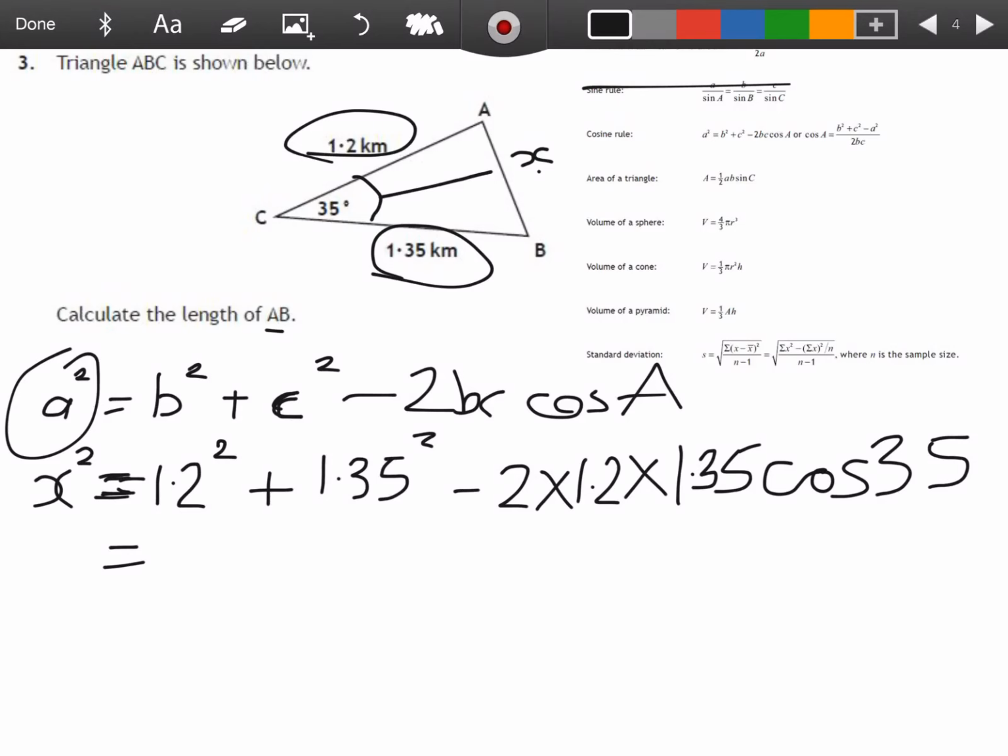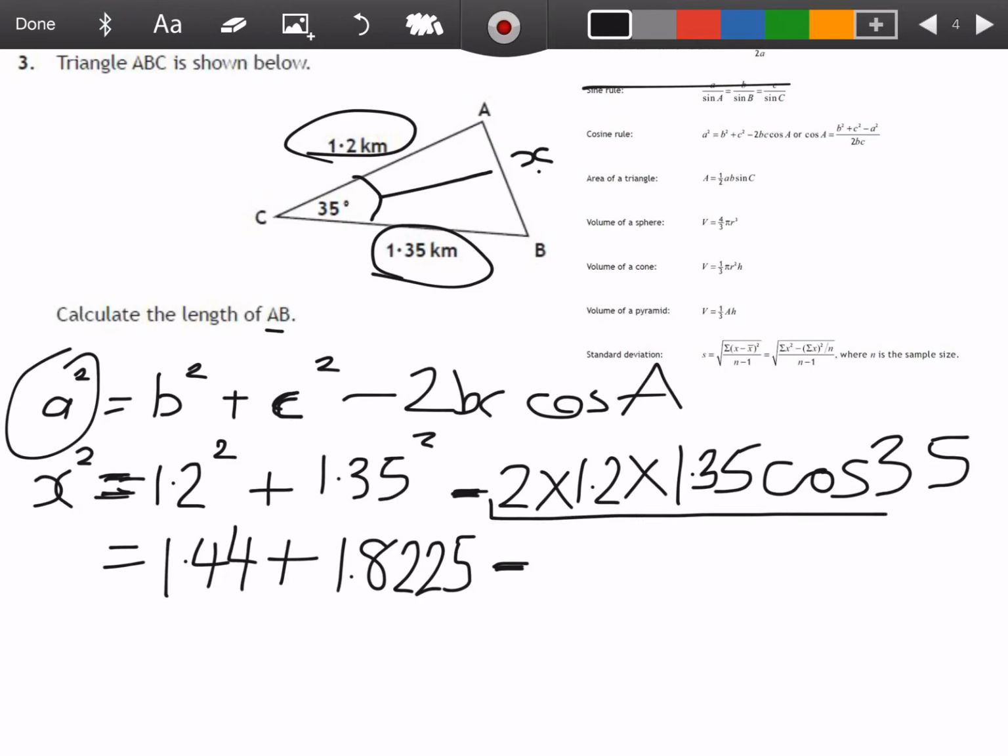What I would do is 1.2 squared, 1.44, plus 1.35 squared. 1.35 squared is 1.8225. So I'm actually squaring the numbers separately on their own. Then we're going to write a takeaway sign. Now, please be careful. Right, subtract. You should be able to keep all of that in the one. So I'm going to type in 2 times 1.2 times 1.35 times cos 35. Or check, you might just be able to hit cos 35. You might have to press times.